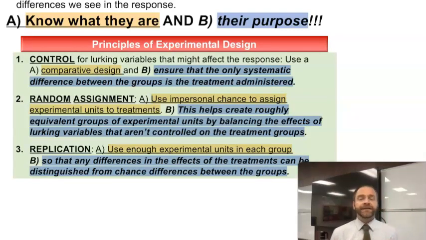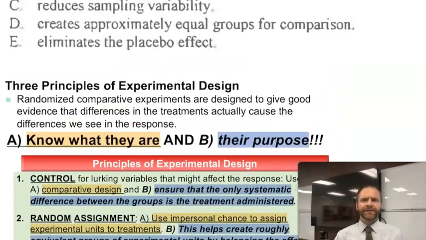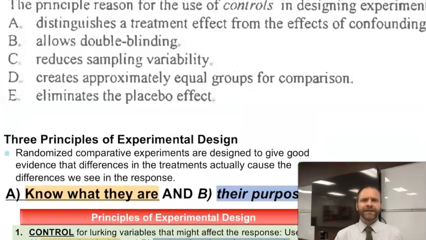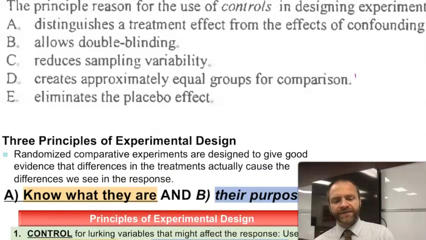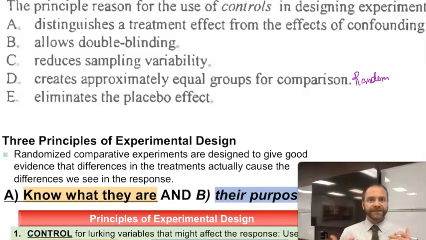Random assignment. That ensures that you have roughly equivalent groups. Wait a second, that sounds familiar, doesn't it? Roughly equivalent groups. That looks like one of our answers, right? If I have creates approximately equal groups for comparison, wait a second, that sounds like randomization. So choice D is one of the principles of experimental design, but it's not the one it's asking for. It's asking for control.